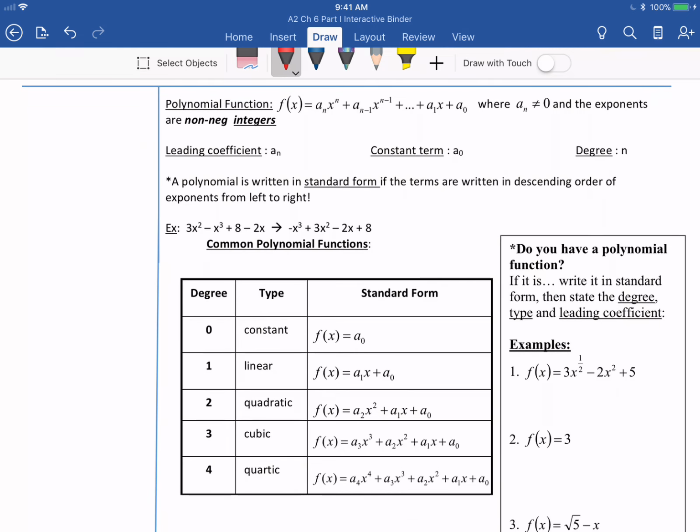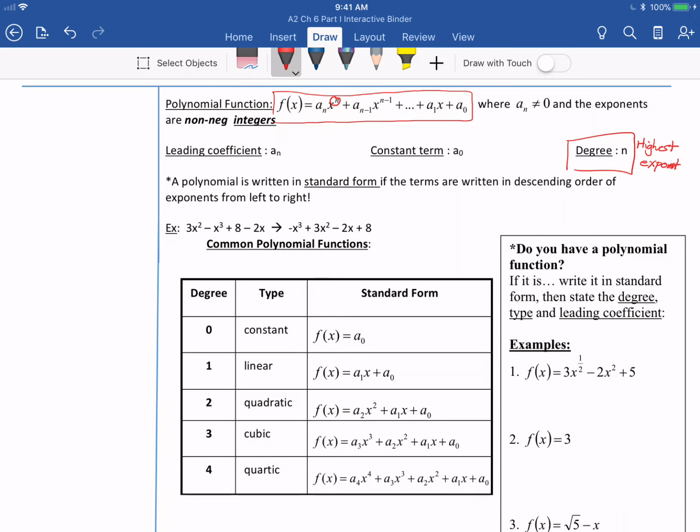A polynomial function is of the form f of x, all this here. And I don't want you to get too confused on this. Don't beat yourself up about this. I know there's a lot of different variables and a lot of different things going on there. But this is really saying that the first n is your degree. That's the highest exponent. So that might be like x to the fourth power. That is your highest exponent.